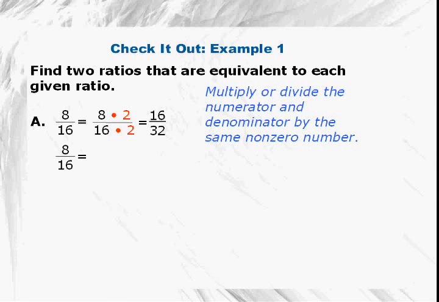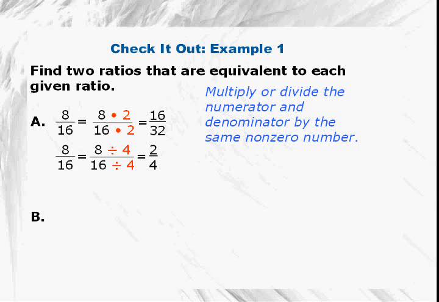So now take 8 to 16, try dividing the numerator and denominator. Press pause to give yourself a chance to practice this. I chose division by 4. When I divided my ratio, numerator and denominator, by 4, I got 2 to 4.